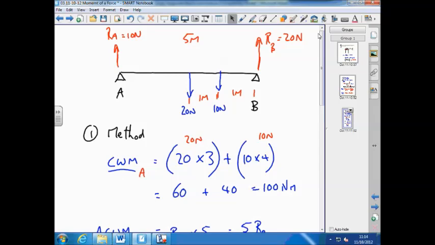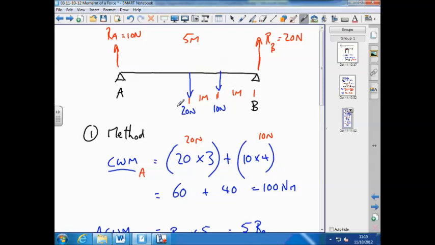Now if you look at this diagram, you can see that the total upward force is 20 plus 10 is 30 newtons, and the total downward force is 20 plus 10 is 30 newtons. Rule 1 is confirmed. Okay? Total downward force equals total upward force.